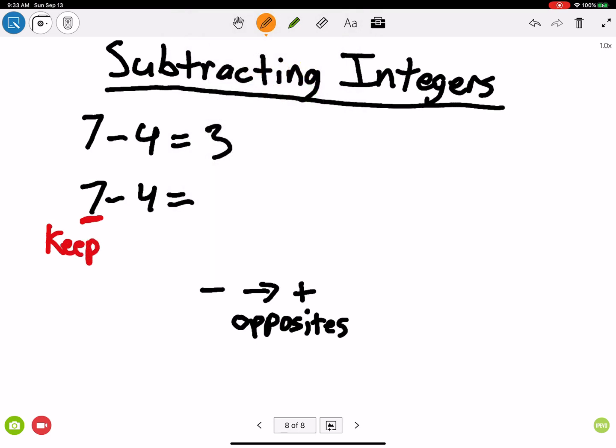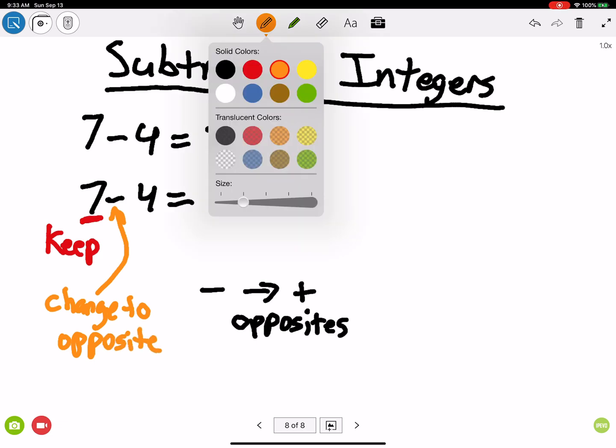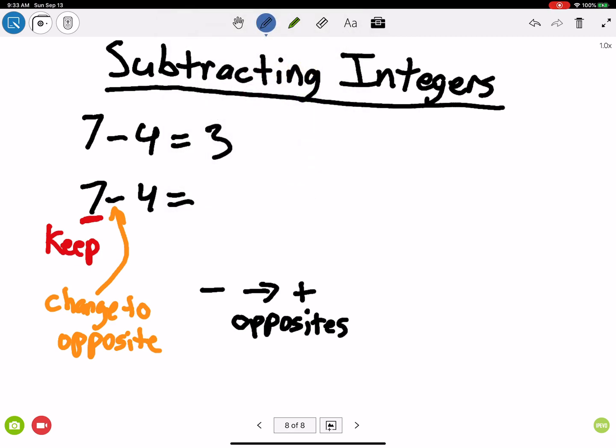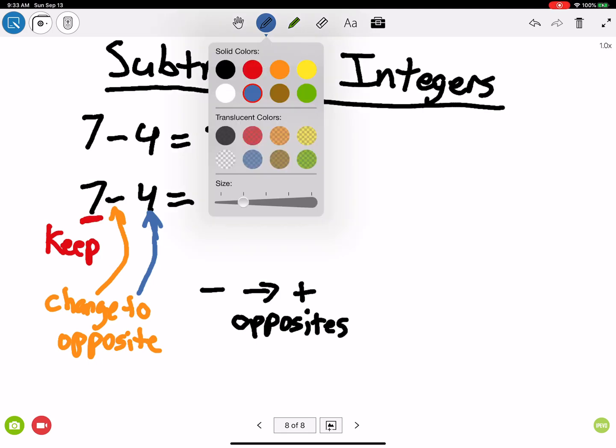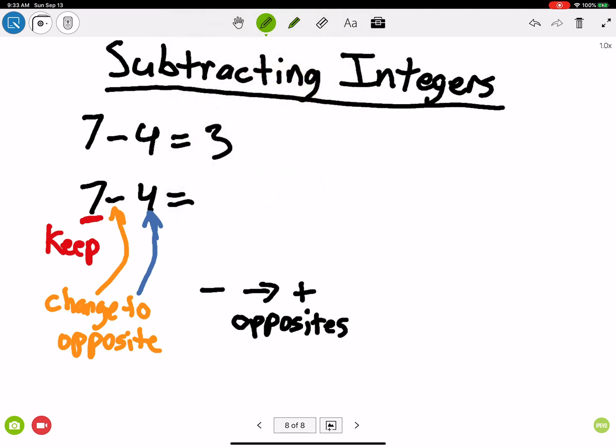Then I'm going to take my subtraction symbol and I'm going to change it to its opposite. And then I'm going to take my second number that I'm subtracting and I'm going to do the same exact thing. And I'm going to change that to its opposite. Well, I said I'm going to keep the 7. So let's do that. This now becomes 7. The opposite of subtraction is addition.